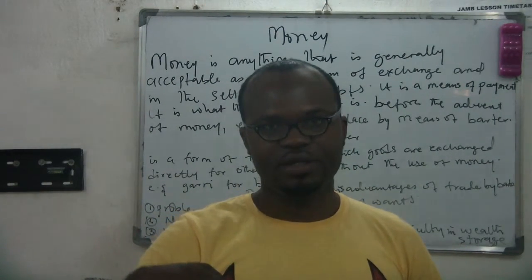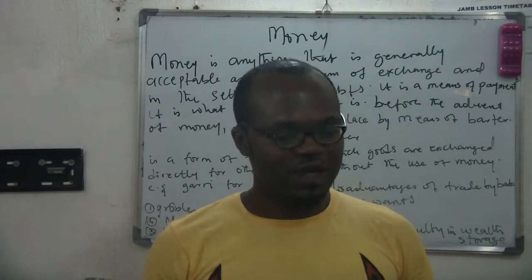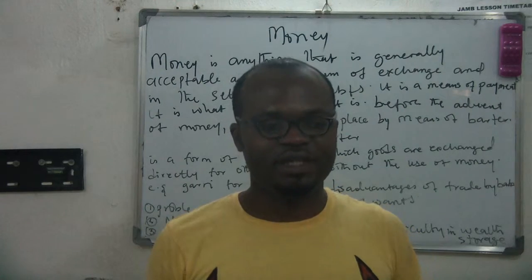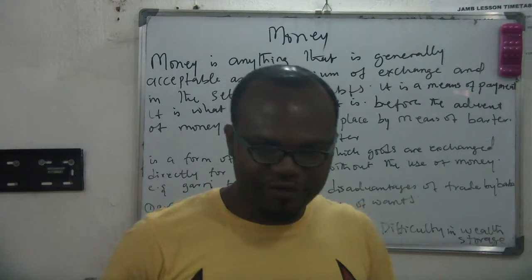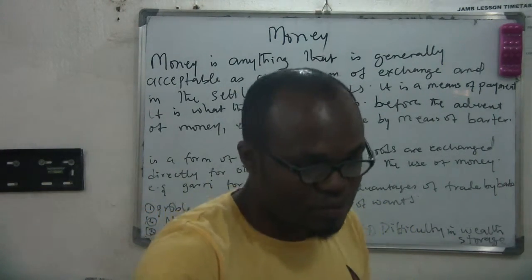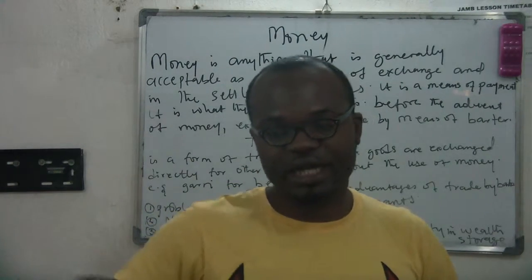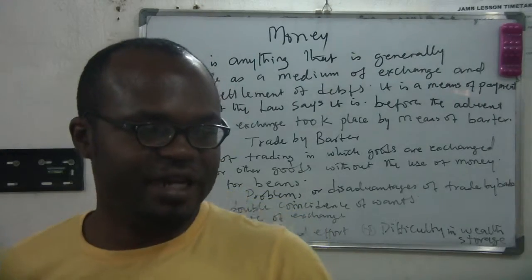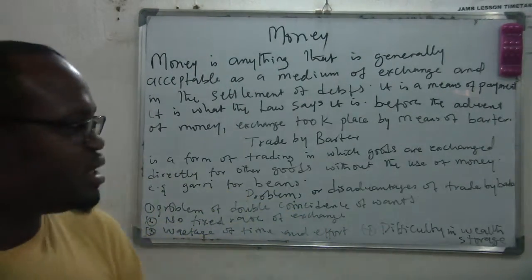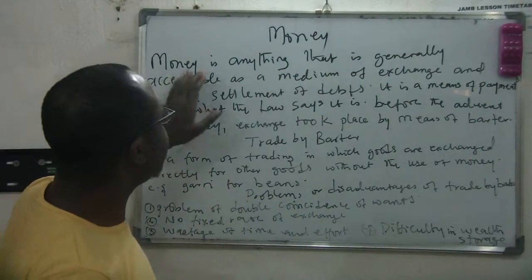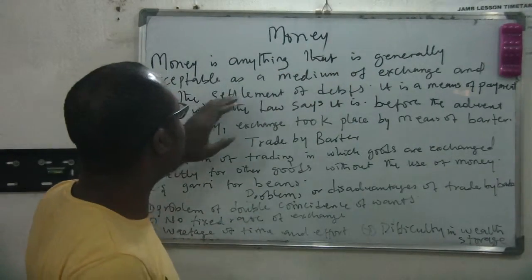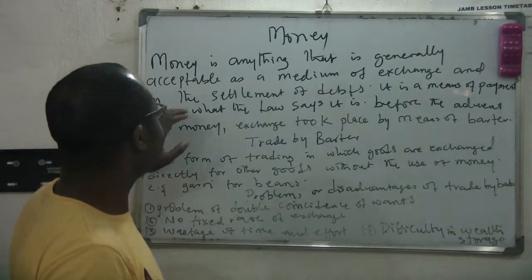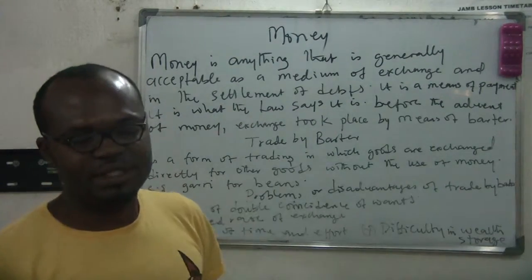Is that clear? Now, if you have something that you don't need or something you have in excess, you can give it to somebody. The person will give you money so that you can use that money and get what you want. So money could be defined as a medium of exchange. And in general, I would say that money is anything that is generally acceptable as a medium of exchange and in the settlement of debts.